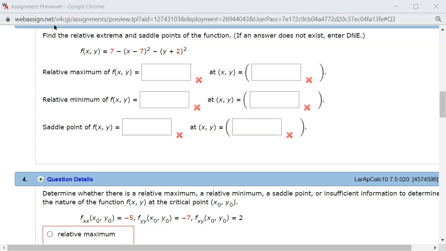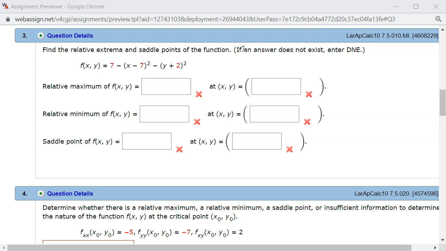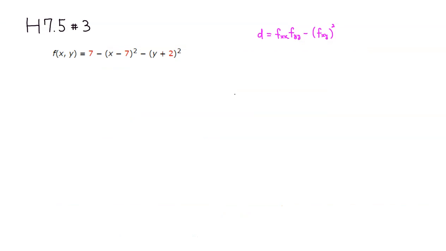All right, let's look at the homework 7.5, problem number 3. We want to find the critical point, and we want to determine if it's a relative max, relative min, or a saddle point. So let's do that. Let's find the critical point first.